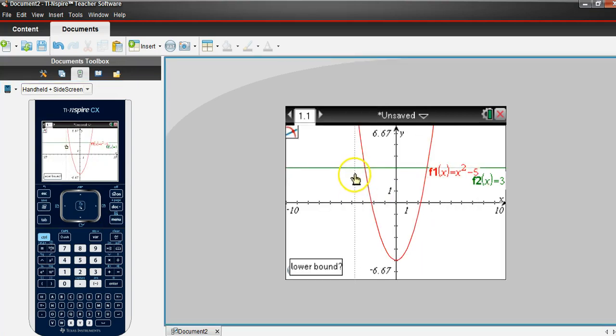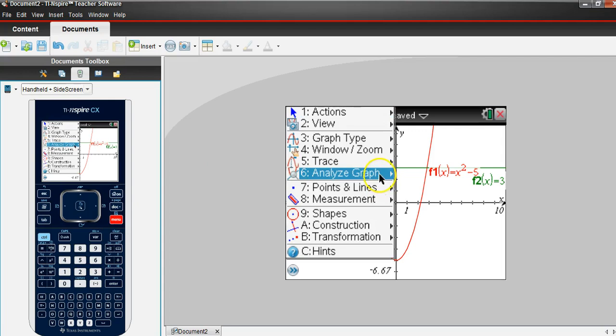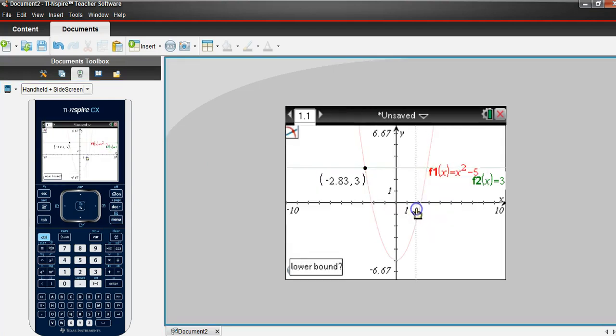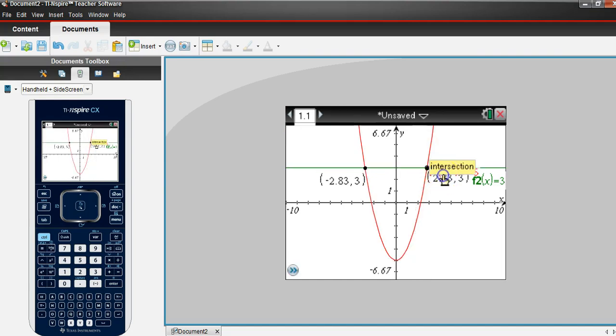My calculator got a little crazy. And I can just see this intersection point right here. So I know one of them is going to be intersecting around negative 2.83, 3, and then the other one should be intersecting over here. So again, need to be on the left side, need to be on the right side, and I get that positive 2.83, 3.